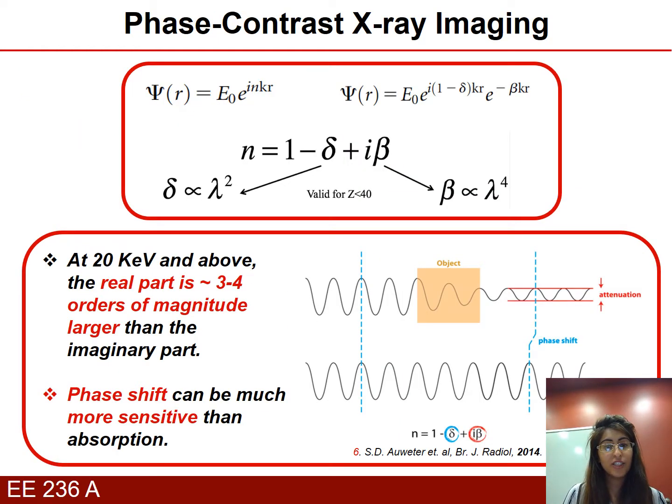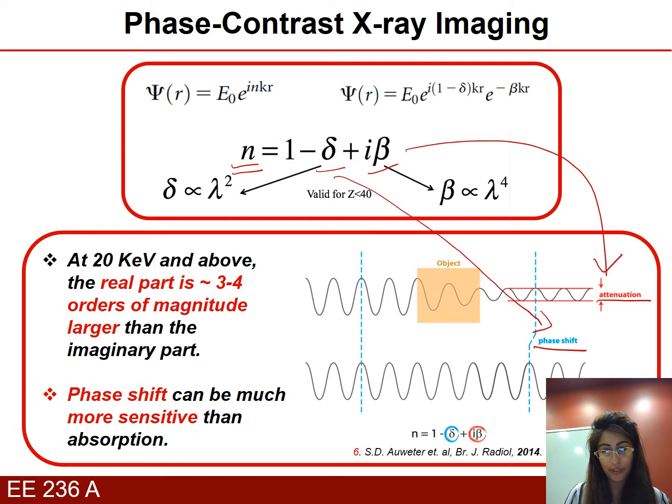When X-rays interact with matter, they undergo both attenuation and phase shift. Both the attenuation and phase shift can be described by the complex index of refraction, which is equal to 1 minus delta plus i beta. Delta is related to the phase shift, and beta is related to attenuation.